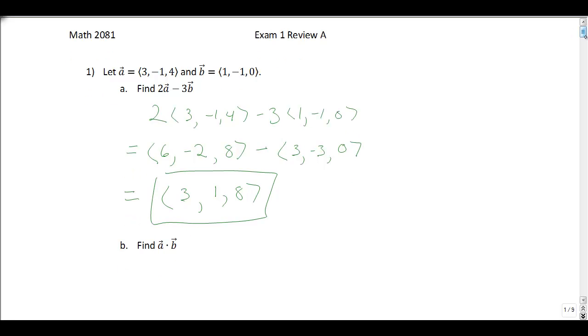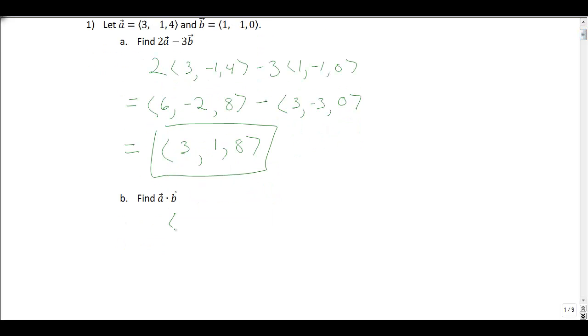Next question, we've got A dot B. So that is ⟨3, -1, 4⟩ dotted with ⟨1, -1, 0⟩. And now we just want to do a dot product here. What the dot product does is we take the first component of A times the first component of B, 3 times 1, second component times second component, and we add that. So plus -1 times -1, plus 4 times 0, the third components. What we get with our dot product is going to be a scalar. 3 plus 1 plus 0, that works out to be 4.